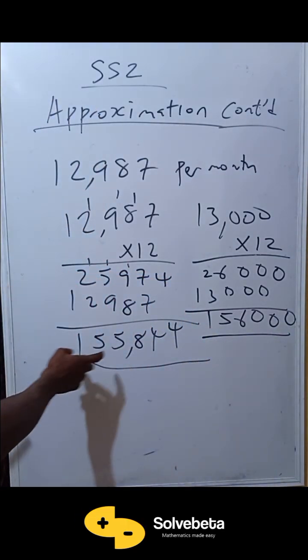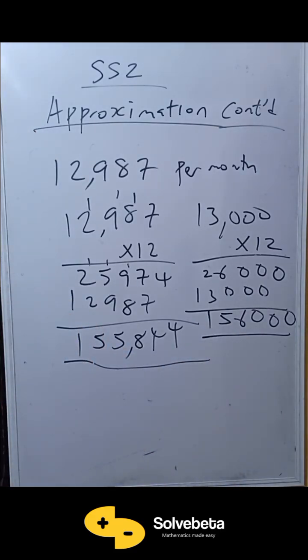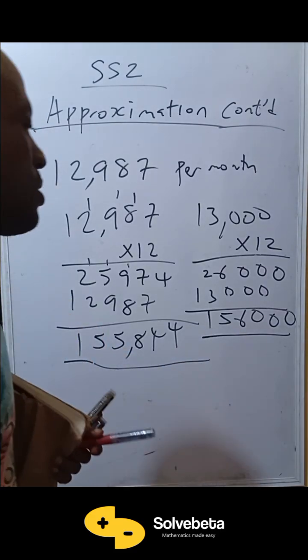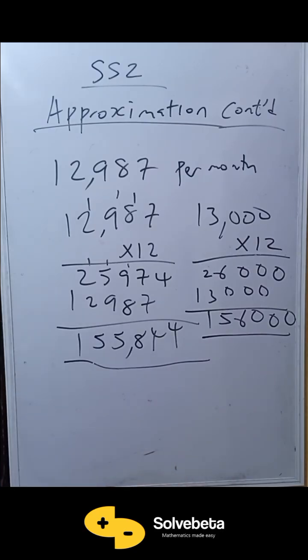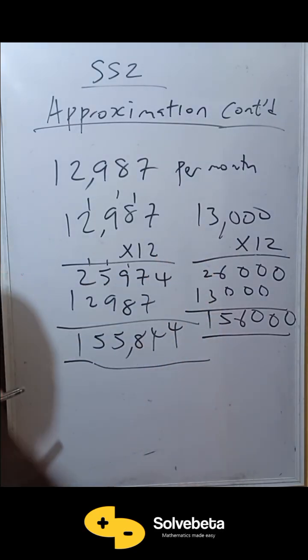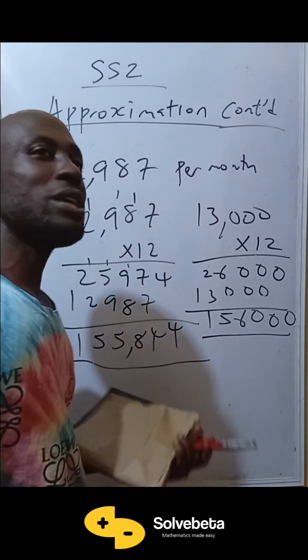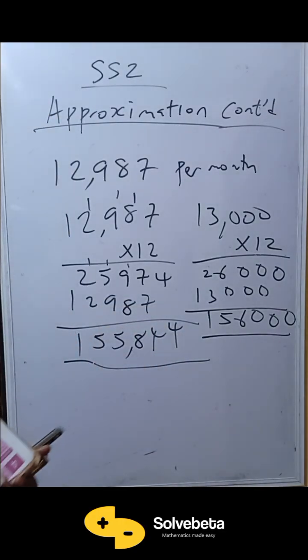Whereas this is the actual value you're making in a year. You see that they are not the same. But to help you calculate easily, and to help you call out how much you're earning, you can say I'm earning about 156,000, instead of saying I'm earning 155,844. You can easily call it. So that's our estimation. That's why it is important.